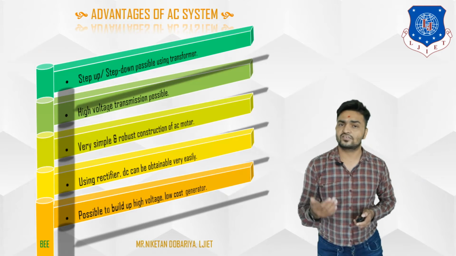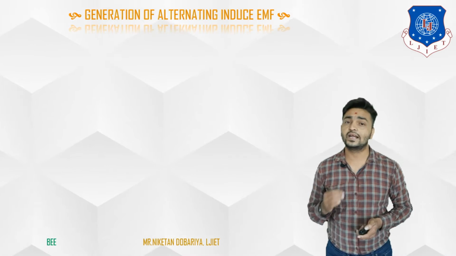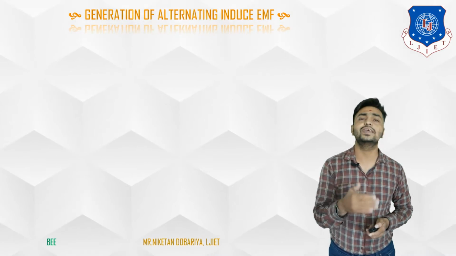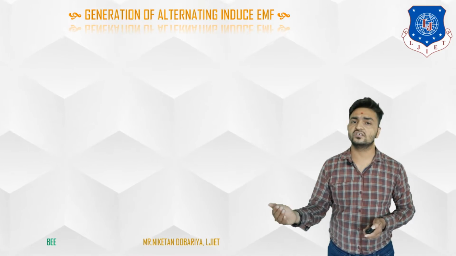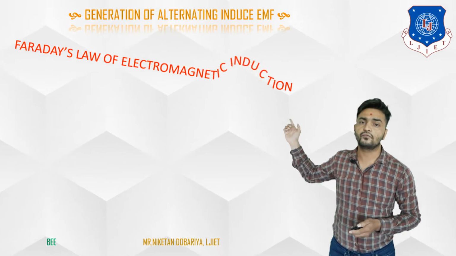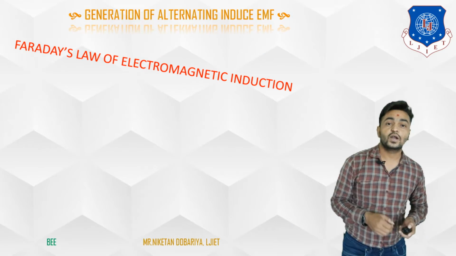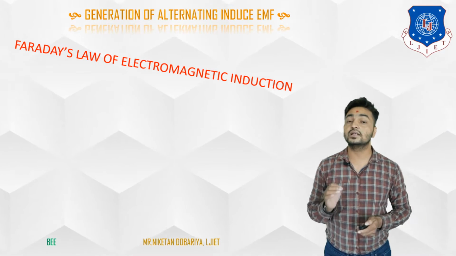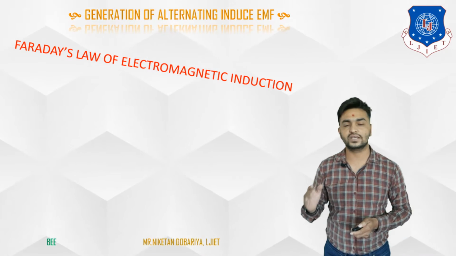Now our next topic, and that is one of the important topics of this chapter, is generation of alternating induced EMF. We know that any voltage, AC or DC, can be generated based on Faraday's law of electromagnetic induction. And what is the statement of Faraday's law? Whenever flux linking with a conductor changes, then EMF is induced in it.